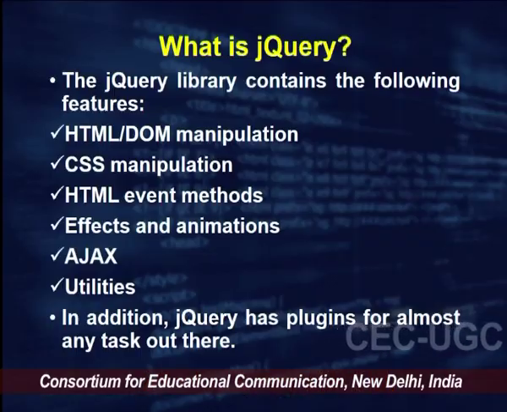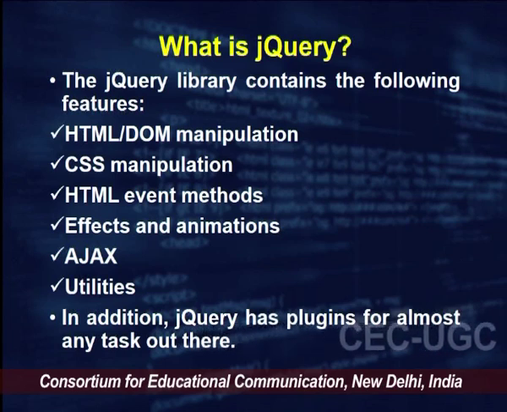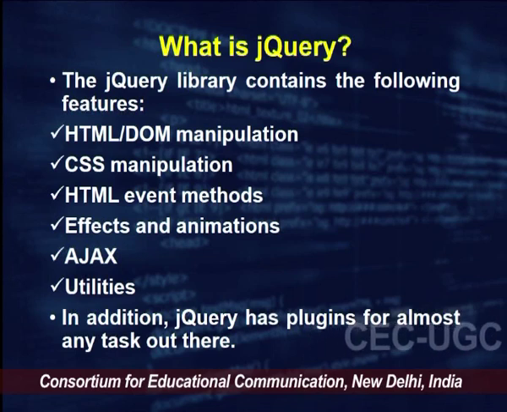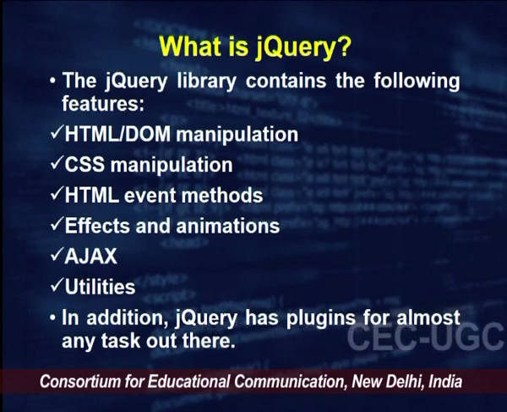The jQuery library is a JavaScript file, and it contains HTML and DOM manipulation features, CSS manipulation features, and HTML event methods, all the event handlers that we have discussed. It also has functionality related to effects and animations. Then you have AJAX and the utilities in jQuery. So, there is a plugin for almost any task which you would want to accomplish, provided by jQuery.